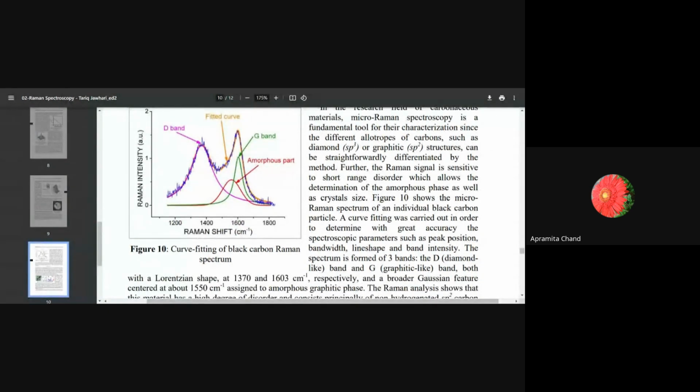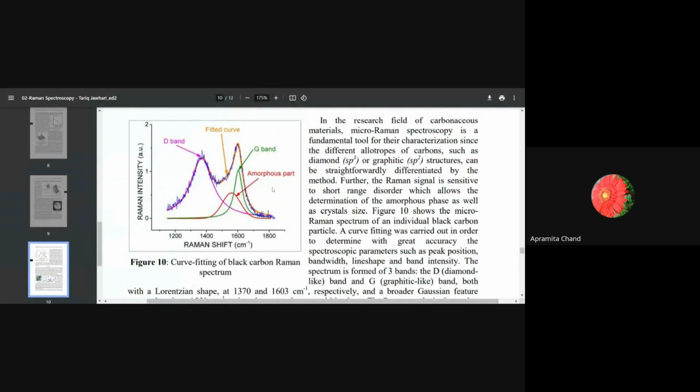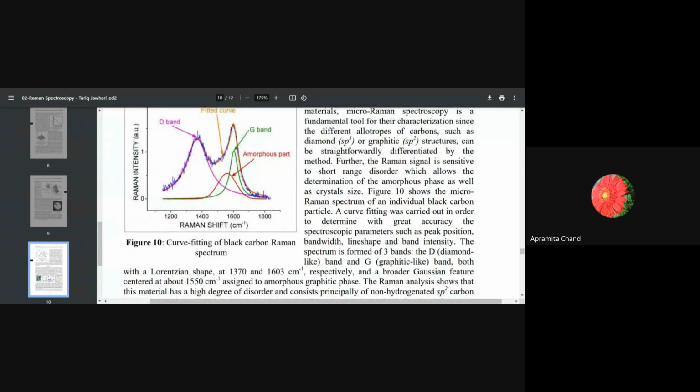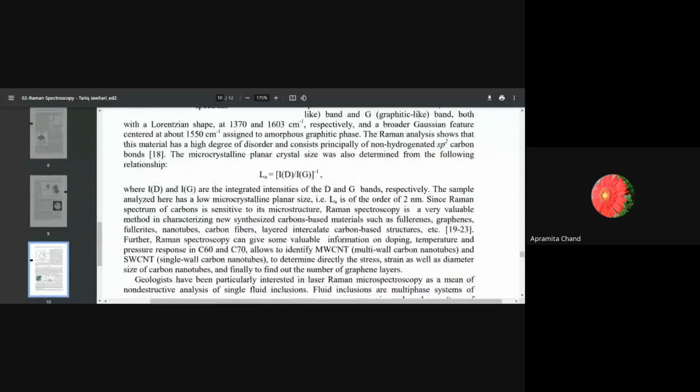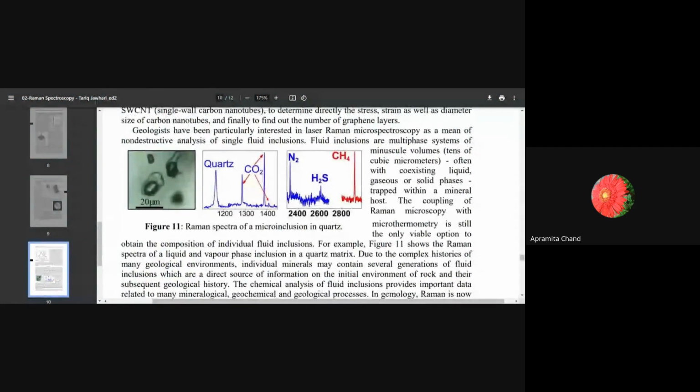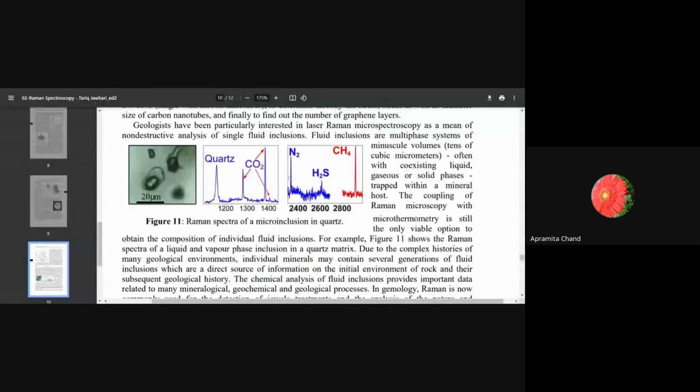Okay, different types of spectrum. You can also find out the difference between diamond or graphite structures using the Raman spectra, because it is sensitive to short range disorder. So you can easily find out which one is the amorphous phase and which one is the crystal phase. So in quartz also you can find out.